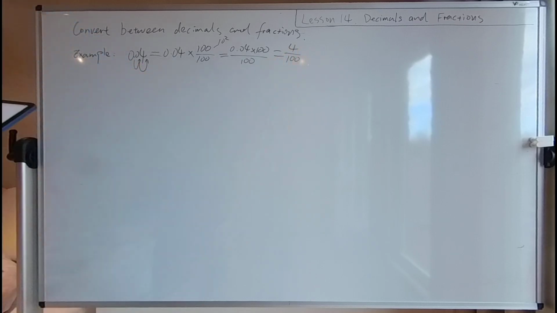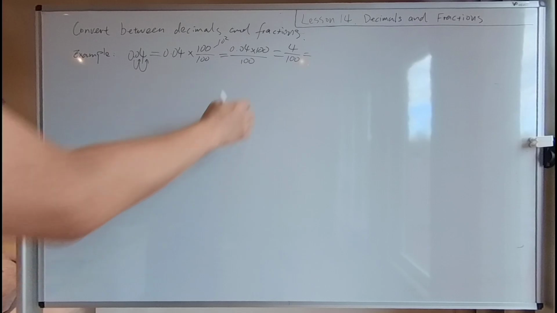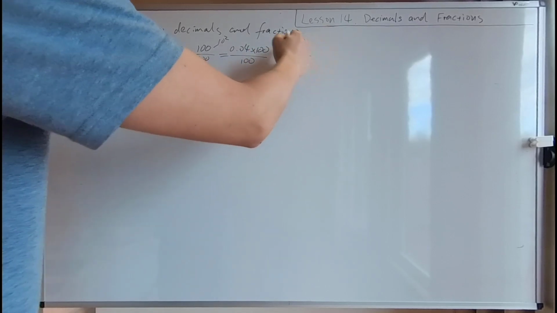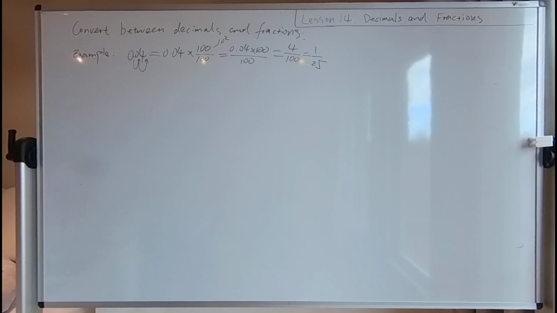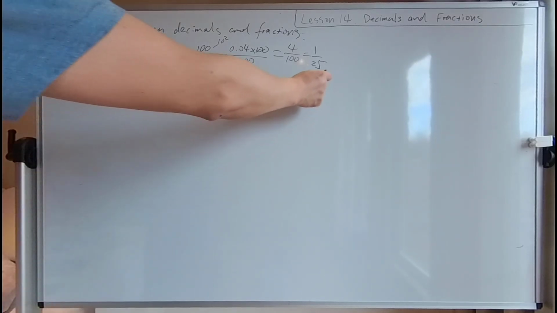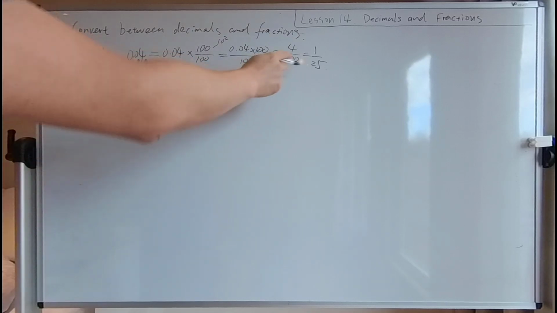And of course you can further simplify this. If there are common factors, you can further divide by 2 or divide by 4. Actually 4 is a common factor, so eventually this fraction can be further simplified as 1 over 25. And up to here, we have successfully converted a decimal into a fraction.